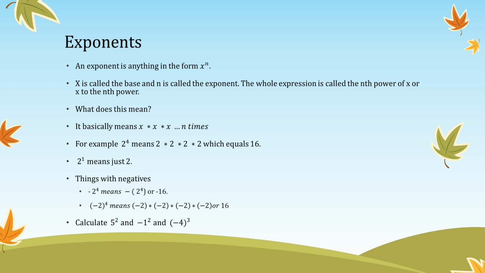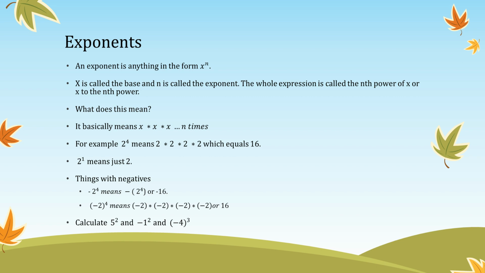And so here are some tricks with negatives. Negative 2 to the 4th means you calculate 2 to the 4th first, and then you add the negative sign later. So it turns into negative 16. And (negative 2) to the 4th means that you multiply negative 2 by itself 4 times, and that turns into 16. And notice how a set of parentheses can drastically change the answer.